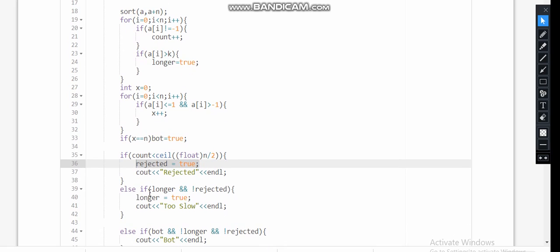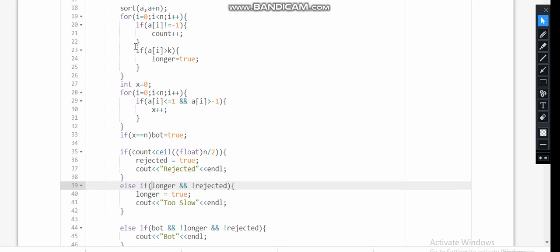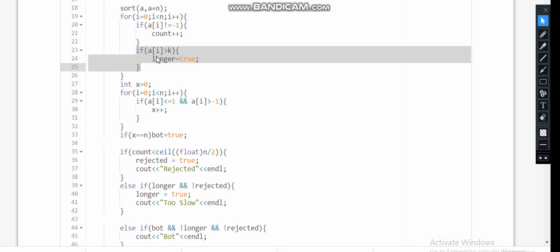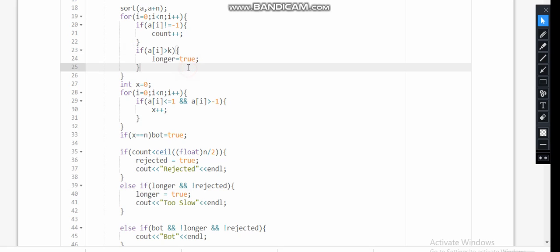Then after that, if ai, meaning he has taken any question longer than k seconds, then I have made longer true, and this I have used here. If longer is true and he is not rejected, then he will be too slow. This line I guess we don't need.